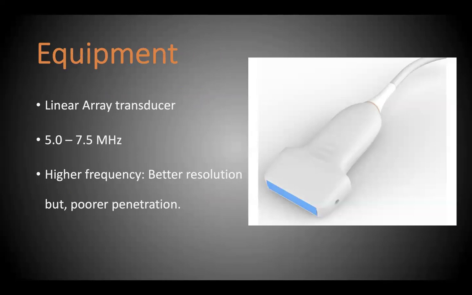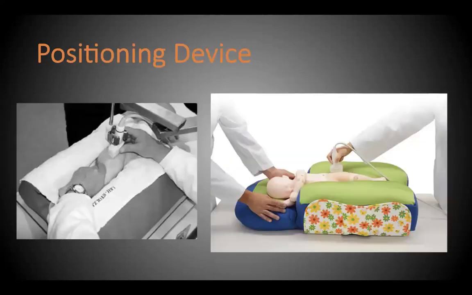So the equipment that is used is a linear array transducer with a frequency of 5 to 7.5 megahertz. The frequency may differ depending on the make and the company that you're using, but a higher frequency gives you a better resolution. However, the penetration reduces with a higher frequency. That is why in a small neonate or maybe in a preterm child, you would use a 7.5 megahertz frequency so that you will get the best resolution possible. But if your child is slightly older, closer to the age of 3 months, then you would want to go down on your frequency to 5 megahertz to give good penetration from your ultrasound beams.